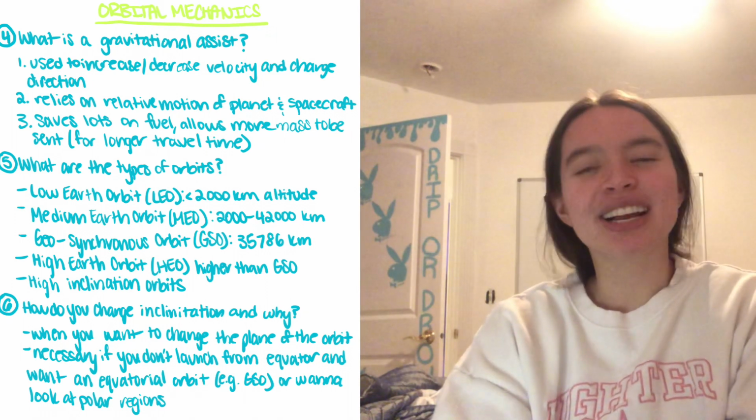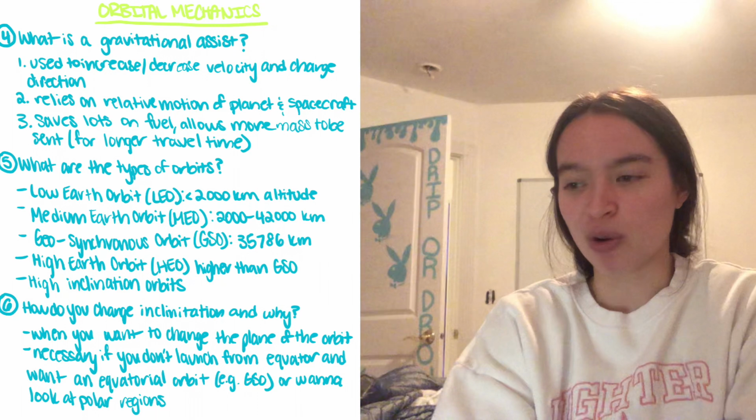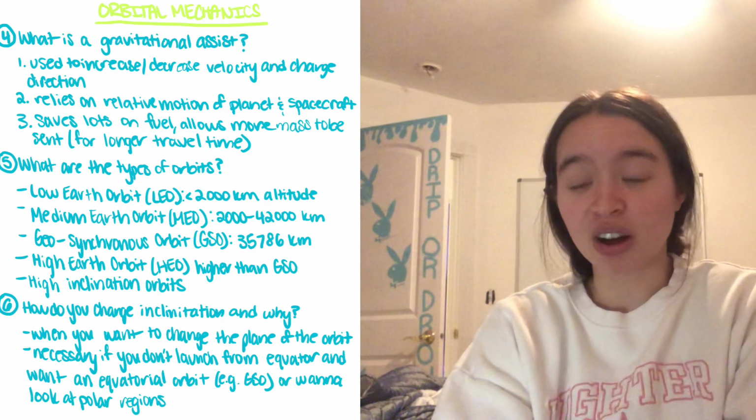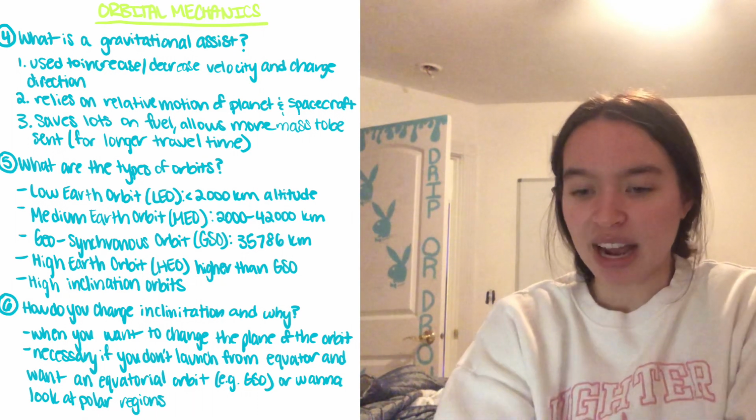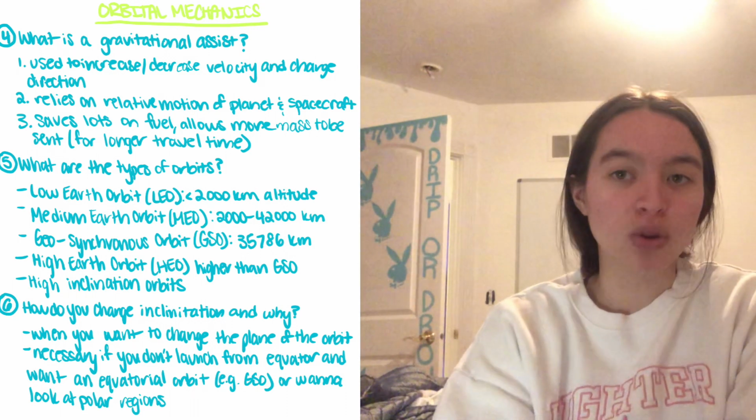How do you change inclination and why? You change inclination when you want to change the plane of an orbit. So it's necessary if you don't launch from the equator and you want an equatorial orbit like a GSO, or you want to look at polar regions.